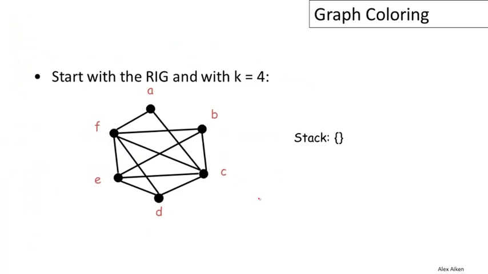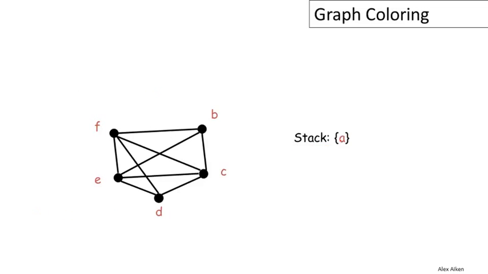So let's do an example. Here's our register interference graph. We're going to process this RIG with k equal to 4. Initially we have the entire register interference graph and the stack is empty. All right, so the first step is to pick some node that has fewer than 4 neighbors. Let's pick A, since it only has 2 neighbors. So what do we do? We delete A from the graph and we push it onto the stack. After that step, here's our graph with A removed, and here's our stack.